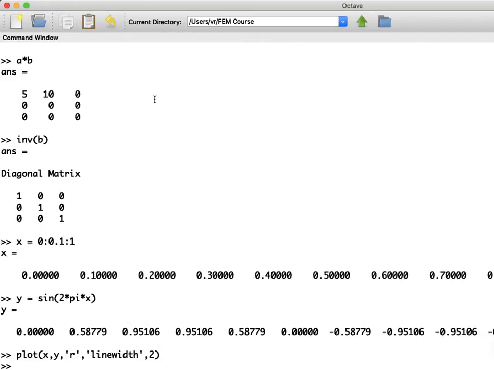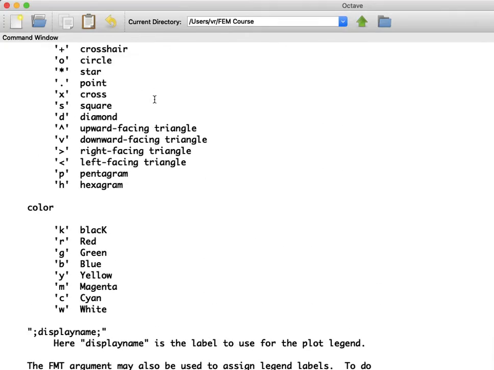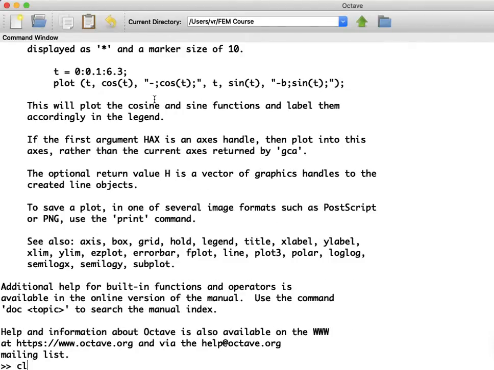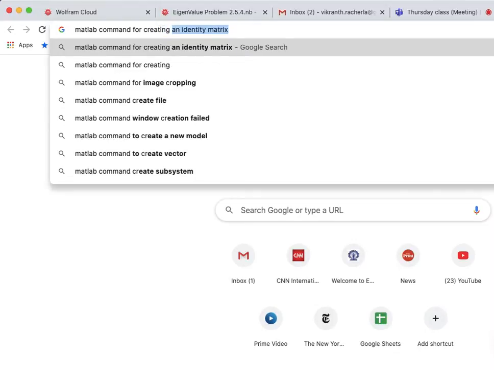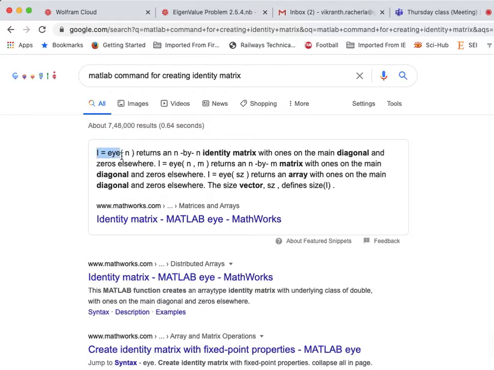The only way to learn the language is to go ahead and do some coding. Whenever you want to learn about something, there are two ways to do it for this software. If you know the command already, then you can say help. So if I say help plot, it will tell me how to do different things with the plot command. But many times, even let's say you don't know what is the command to be used, then you simply go to Google and then you type, let us say, Matlab command for creating identity matrix. You don't know how to create an identity matrix, so you immediately do that, and you see the first one itself is okay. I is the function of n.